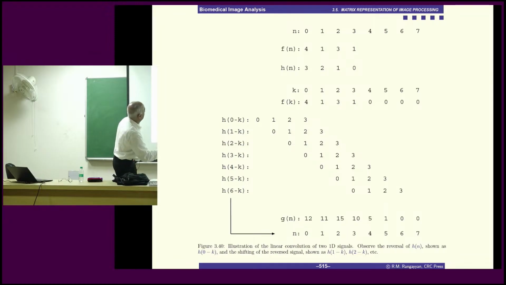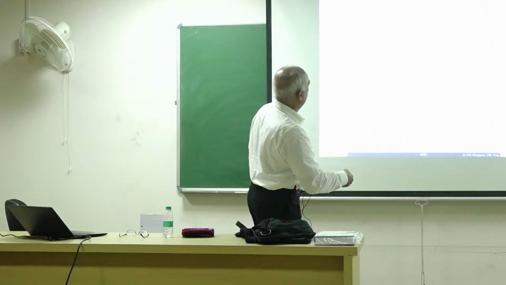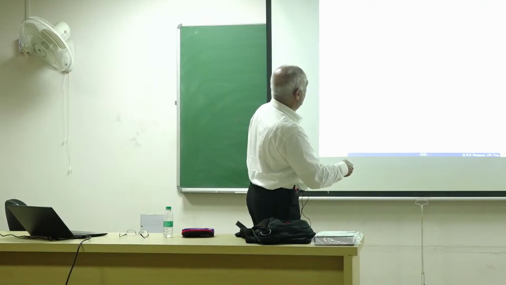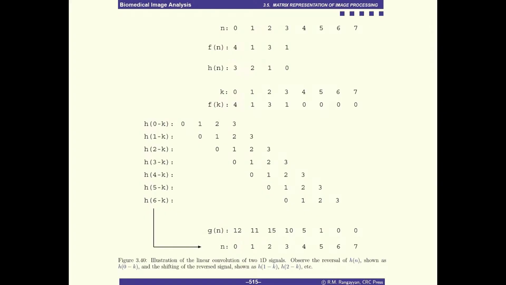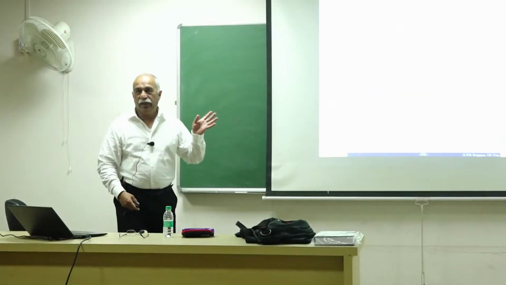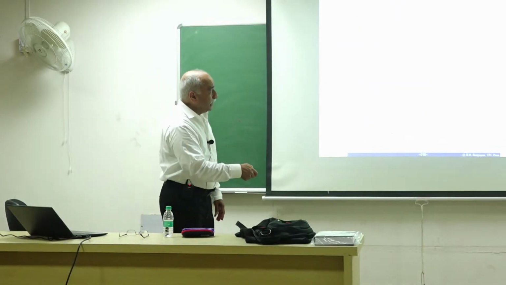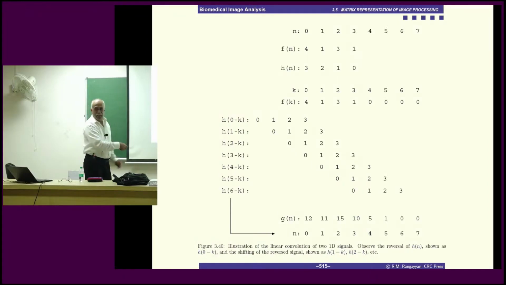What do we have there? 6 minus k. Yeah, g[n] will be 12, 11, 15, 10, 5, 1, 0, 0. So for the last two samples, n equal to 6, there is no overlap. 0 with 1 and everything else is 0. So if you want, I can compute for 7 minus k, 8 minus k, they will all be 0. So you only have these samples, 6 samples: 4 plus 3 minus 1, or n1 plus n2 minus 1 samples. So this is linear convolution. Whether you call it k or n, it doesn't matter. It's an index. So that's the output of linear convolution.